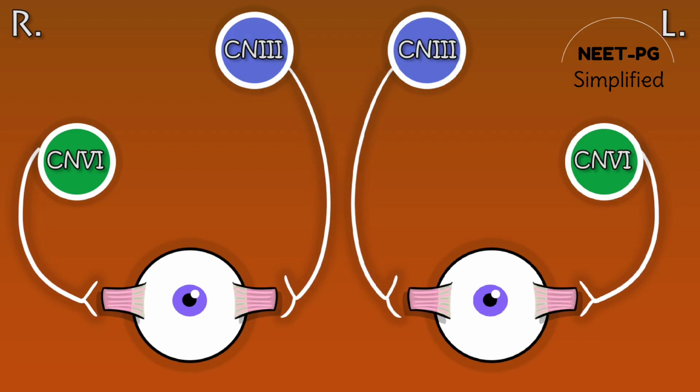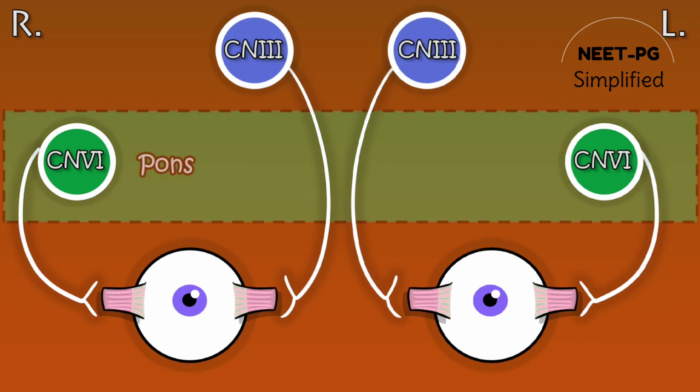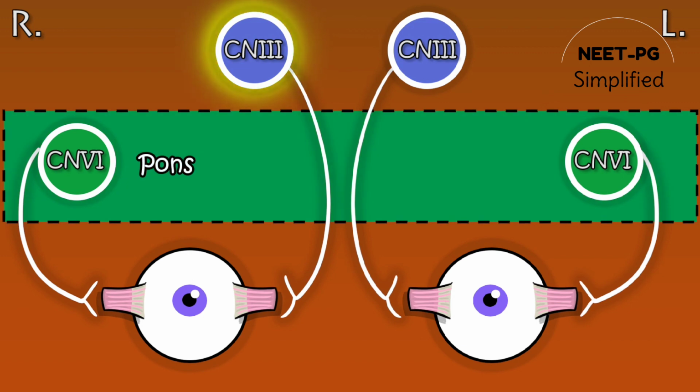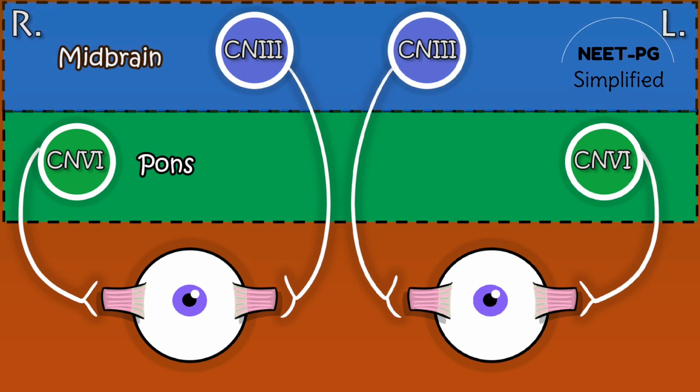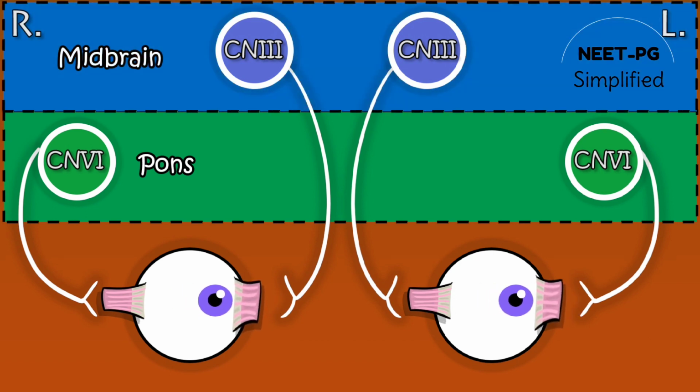In order to avoid double vision, both these eye movements need to take place simultaneously. The left abducens nerve, which has its nucleus in the left side of the pons, must work with the right oculomotor nerve, which has its nucleus in the right side of the midbrain. Two different muscles on opposite sides of the face, innervated by two different nerves on opposite sides of the head, placed in two opposite sides of the brain, working together in perfect harmony.